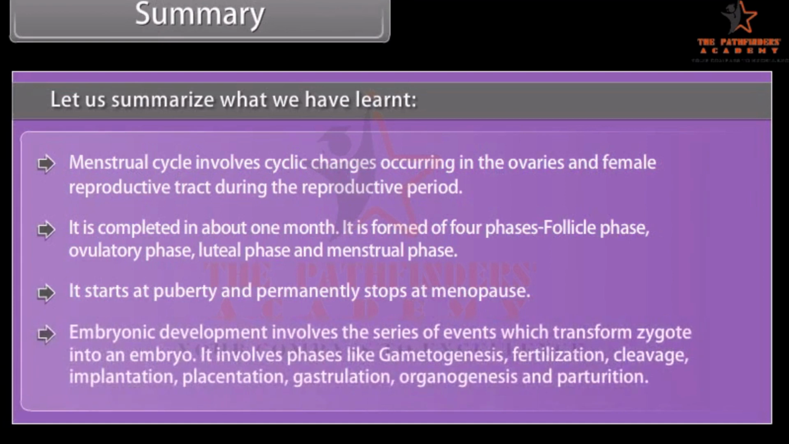Embryonic development involves the series of events which transform a zygote into an embryo. It involves phases like gametogenesis, fertilization, cleavage, implantation, placentation, gastrulation, organogenesis, and parturition.